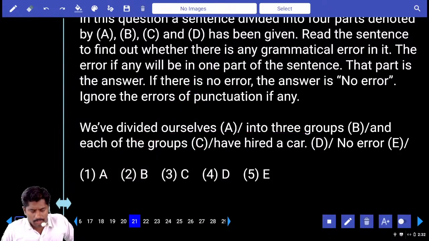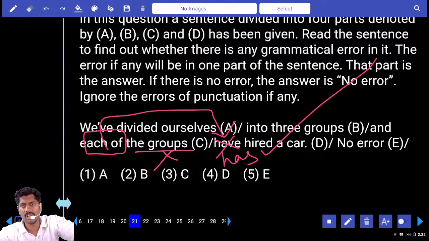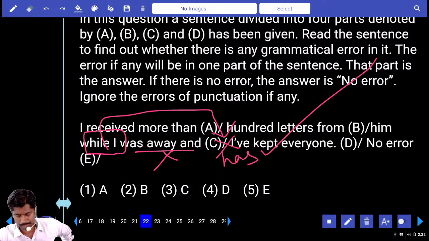Error location. We have divided ourselves into three groups. Three groups laga divide avadam jarigindi and each of the groups have hired a car. What is the answer? Each of the groups. Ante main subject groups kaadu, each is the main subject. Each main subject kabatti we should take has. Have kaadu. Each of the groups has hired a car. Error is in the fourth part. Like one of the groups has hired a car. One of plural noun singular verb.